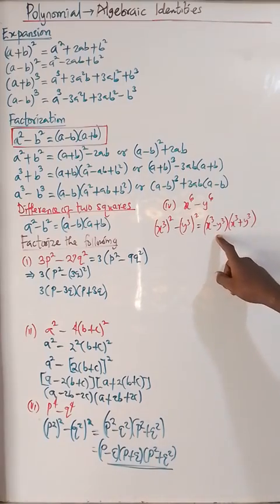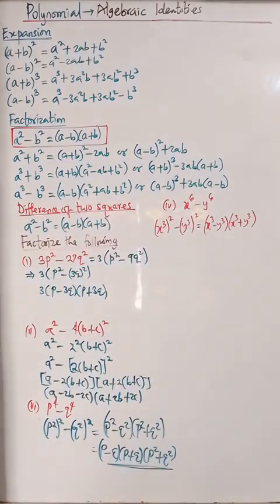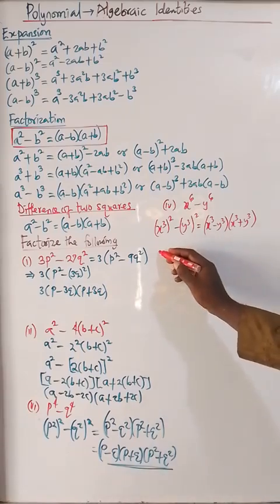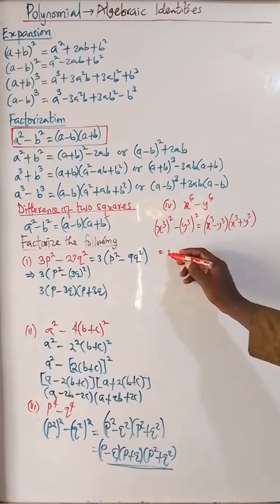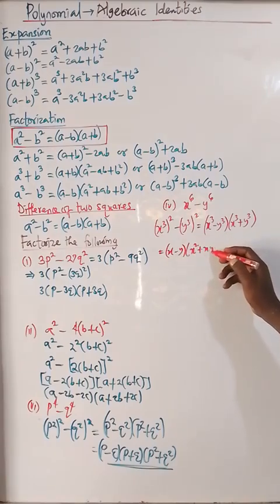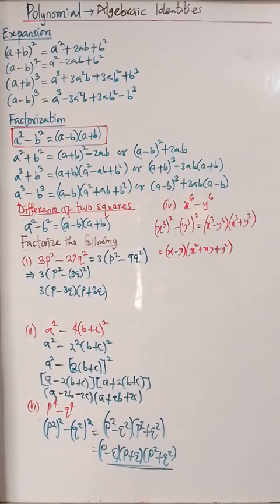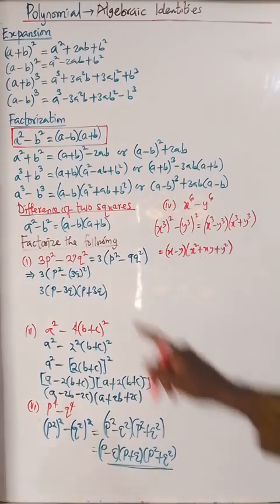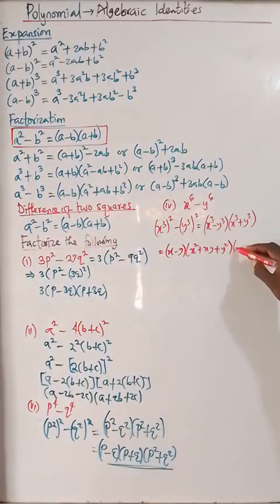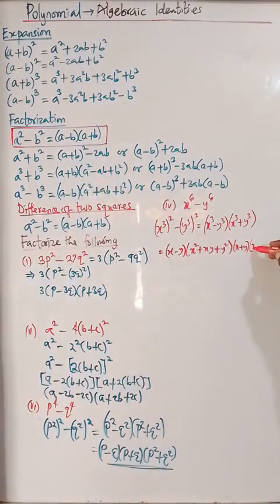So what is x cubed minus y cubed? Difference of two cubes. Use it here. So this is the same thing as x minus y, then x squared plus xy plus y squared. From where? From difference of two cubes. So we apply that identity. For the second one, sum of two cubes, we have x plus y, then x squared minus xy plus y squared. And that will be it.